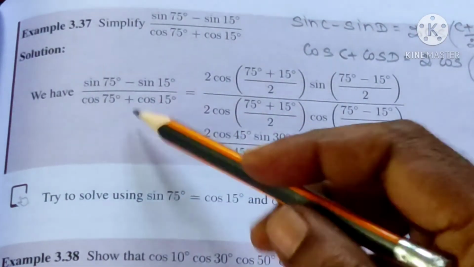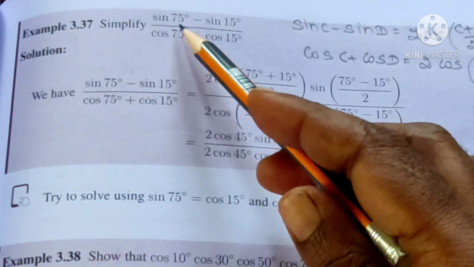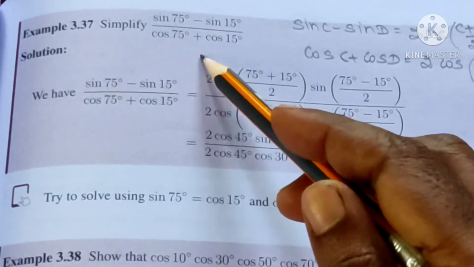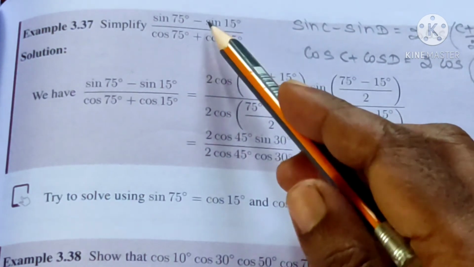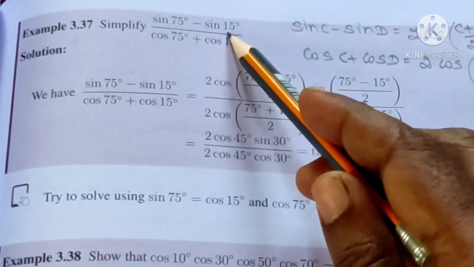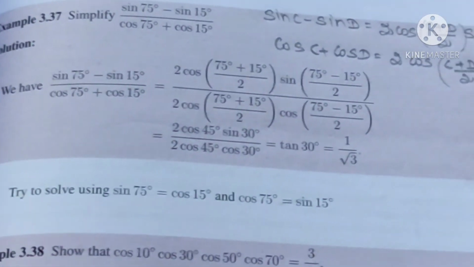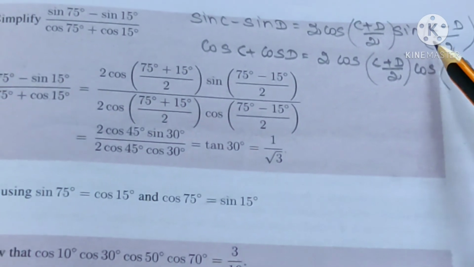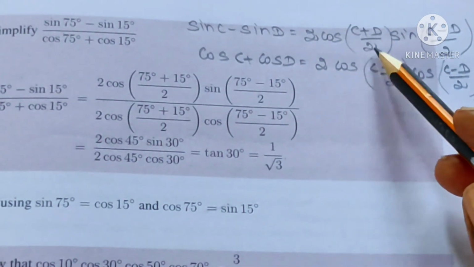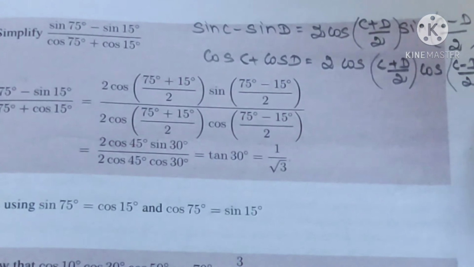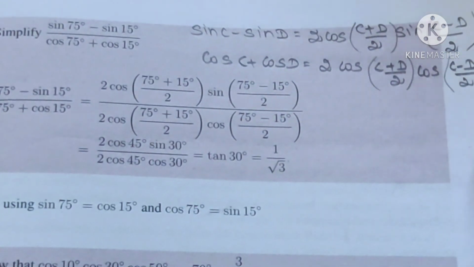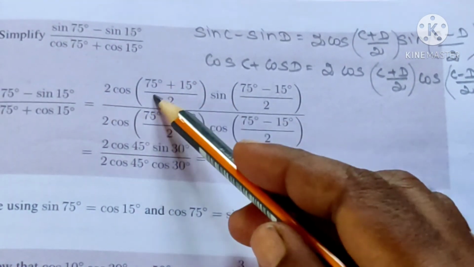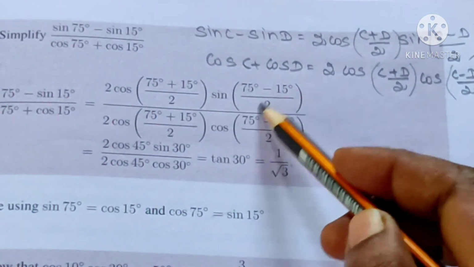Next sum, example 3.37. Simplify (sin 75 degree minus sin 15 degree) by (cos 75 degree plus cos 15 degree). See the numerator, sin c minus sin d. What's the formula? Sin c minus sin d is 2 cos (c plus d) by 2 sin (c minus d) by 2. So substitute 75 degree for c and 15 degree for d, in (c plus d) by 2 and (c minus d) by 2.